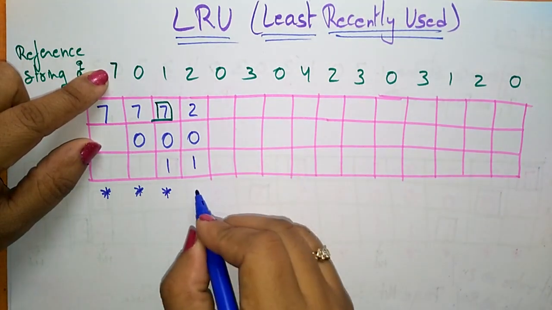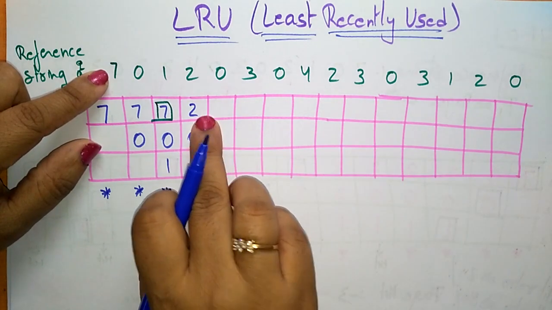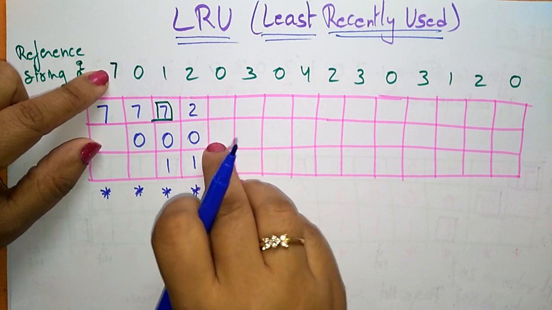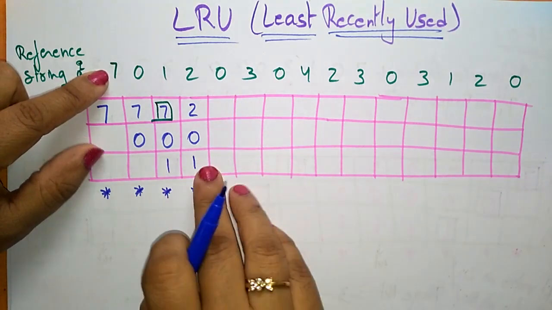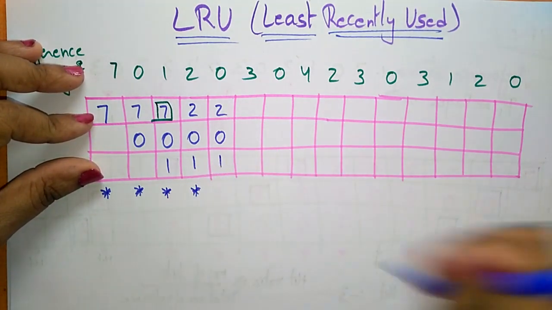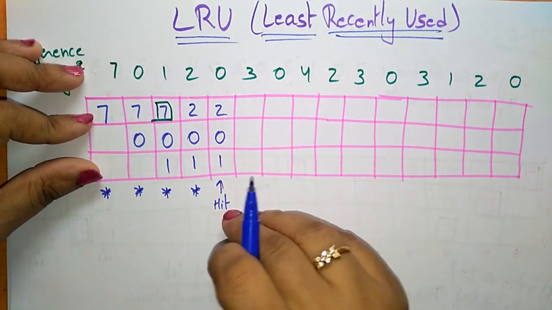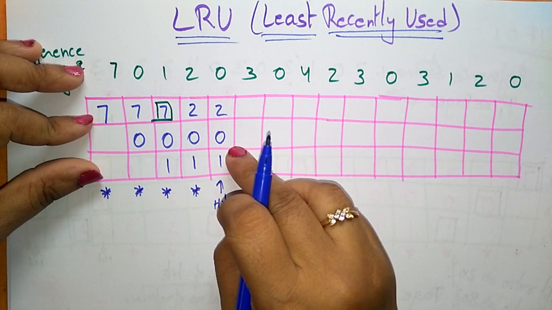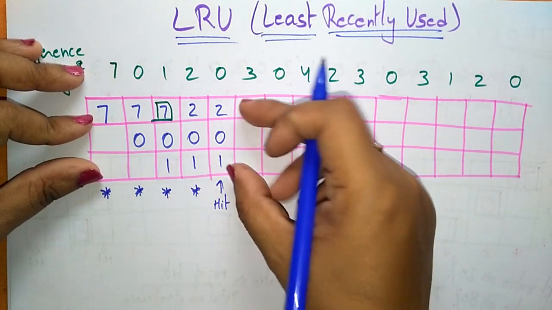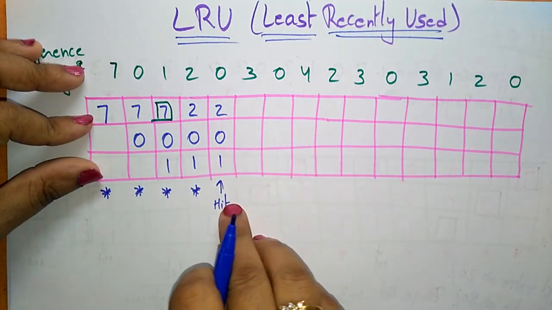This is also a page fault because 2 is not present in the frame, so I brought that page from the disk. Now I have to place 0. The page demanded by the CPU, or the user, is already present in the RAM, so just write it as it is. This you call a hit. Hit means the demanded page is already present in the main memory, in the RAM. If the page is not present, you call it a page fault. If it is already present, then it is a hit.